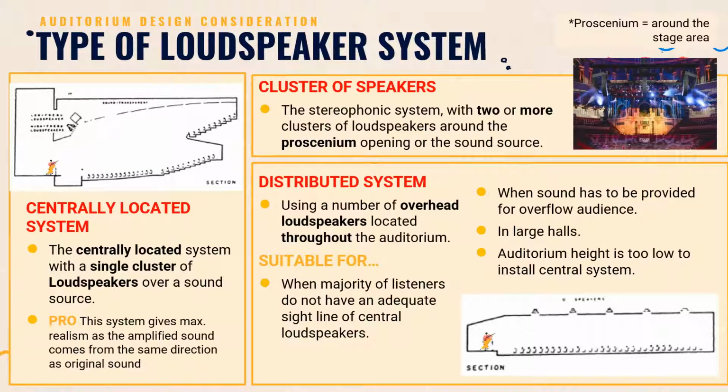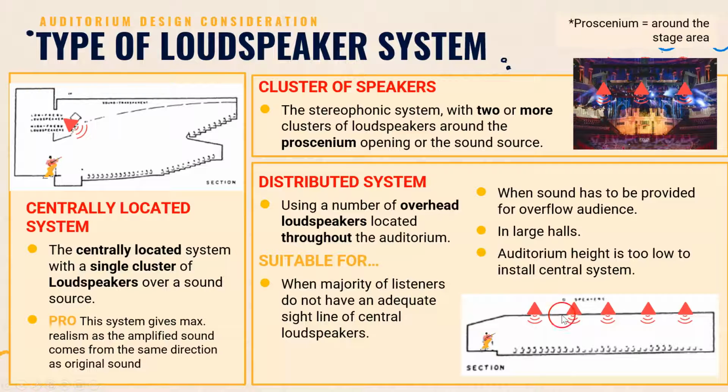There are three main types of loudspeaker system. The first one is the centrally located system. This system has a single cluster of loudspeakers. Okay, pay attention here. This system has a single cluster of loudspeakers over a sound source, which means it is above the stage. So the second one is cluster of speakers, where two or more clusters of speakers are placed around the stage area, around here.